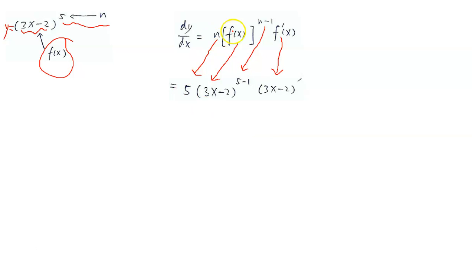So please take note, here you don't differentiate f(x) to the power of n minus 1. No, you only have f(x) to the power of n minus 1, and then multiply by the derivative of f(x). So let me say this again. Inside the square bracket, the part that is to the power of n minus 1 is f(x), not f prime x. Okay, so after that, we just simply let 5 minus 1 equals 4, and then we differentiate 3x minus 2 equals 3, and now we have 5 times 3, so 15. So that's the answer. Let's look at another example.